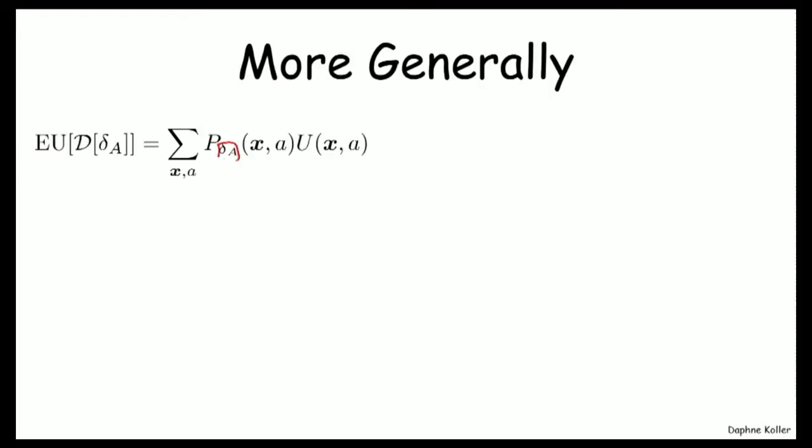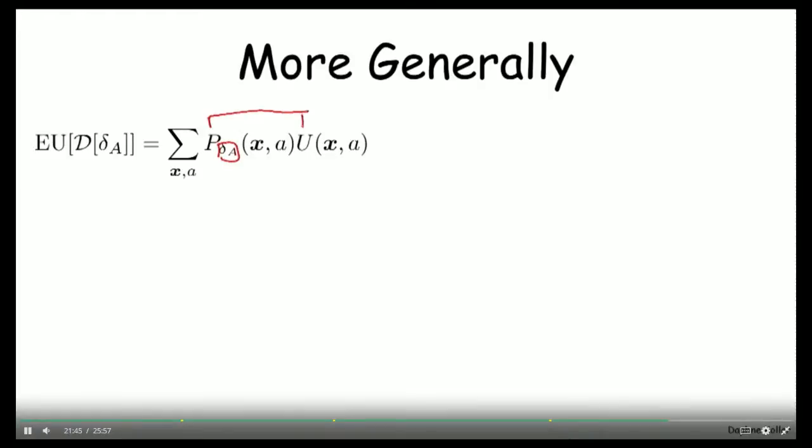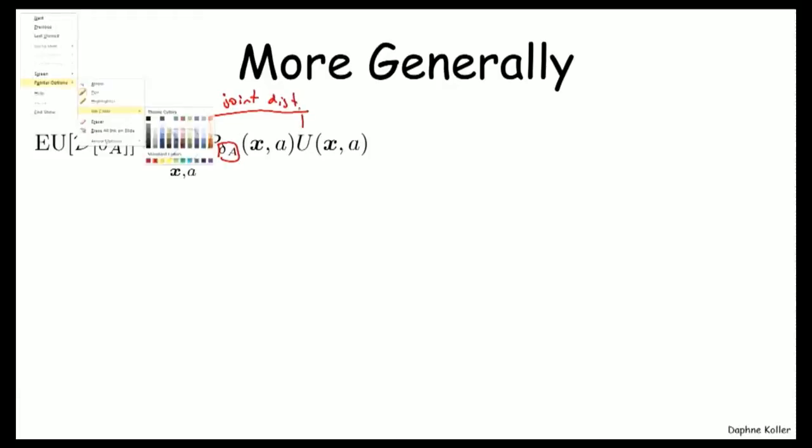So once again, going into this example, we see that delta A, the decision rule at A, defines a joint distribution over all of the chance nodes and the action node, and that is multiplied by the utility under this scenario.